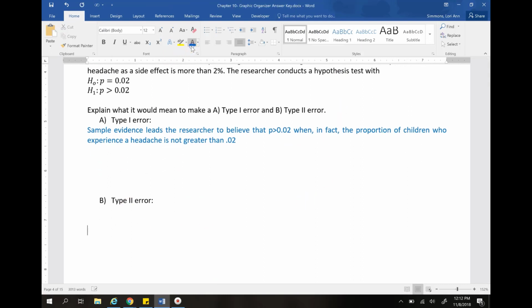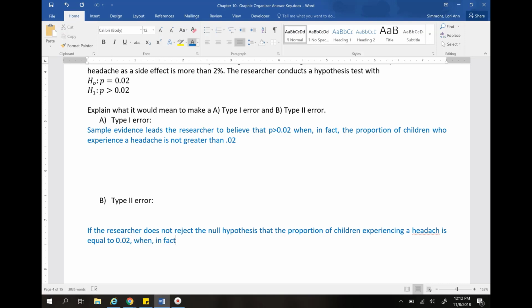Okay, type 2 error is if the researcher does not reject the null hypothesis that the proportion of children experiencing a headache is equal to 0.02 when, in fact, the proportion of children who experience a headache is more than 0.02.